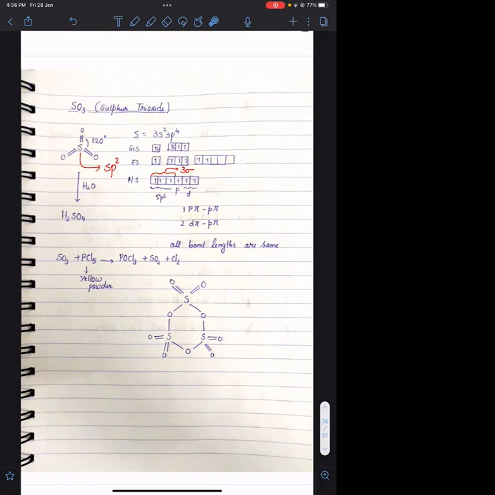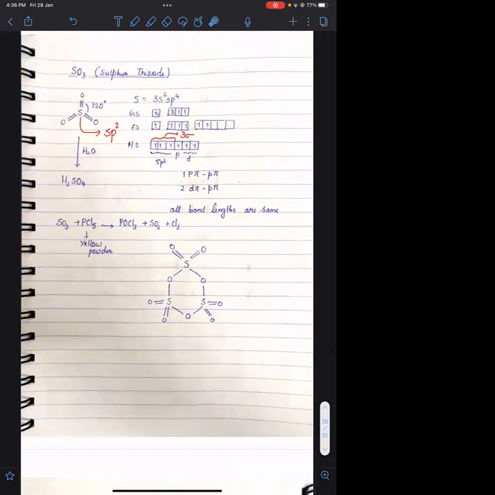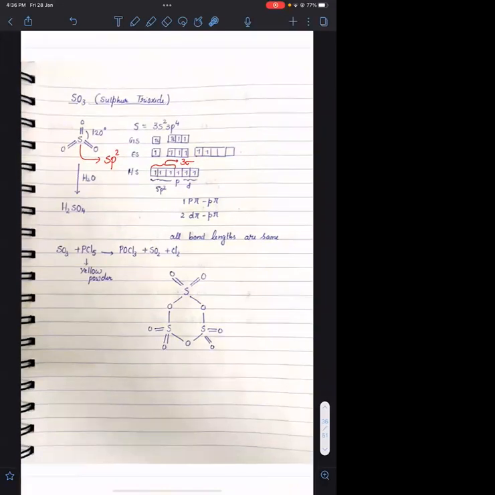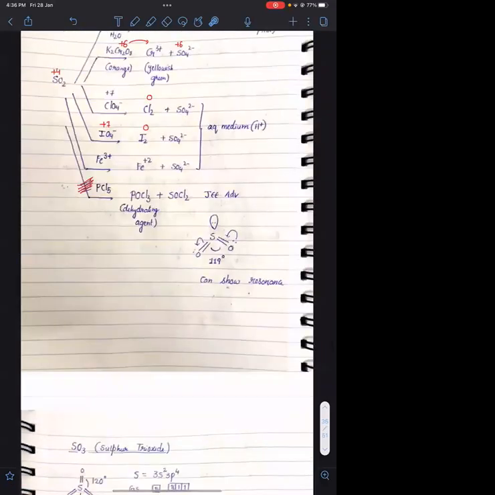Is that clear? One more important thing is, whenever SO3 reacts with PCl5, you get SO3, so you have SO2Cl2. Is that clear?